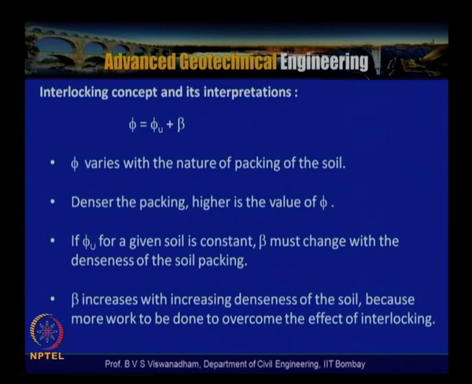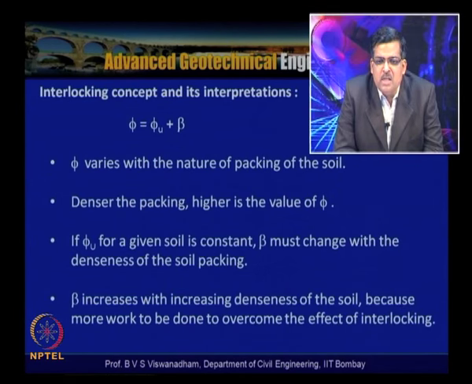So phi varies with the nature of the packing of the soil. The denser the packing, higher is the value of phi. Denser packing means that in a given volume there are more particles. If phi u for a given soil is constant, for a particular angularity and shape, then beta must change with the denseness of the soil. So beta increases with increasing denseness of the soil, because more work has to be done to overcome the effect of interlocking. Because the particles get locked in a dense configuration, the soil has to work a lot to undergo this movement due to shear.